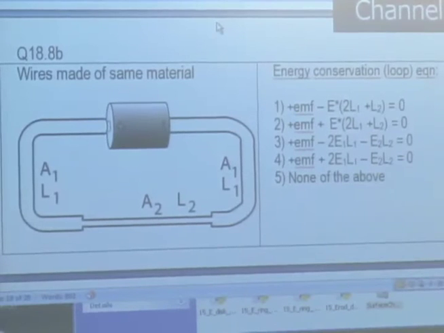I would suggest actually drawing the circuit, and then drawing the path you want to choose through the circuit, and drawing the field directions along that path, because we know that determines the signs, right, of those potential differences.